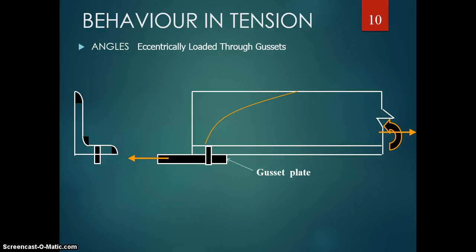Okay, next is the behavior of the tension member when the angles are eccentrically loaded to the gusset plate. Suppose, take the example of a single angle which is connected to the gusset plate with a bolted connection.